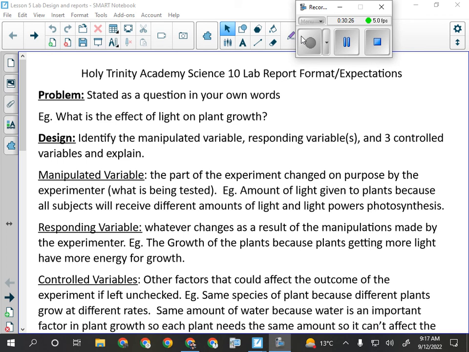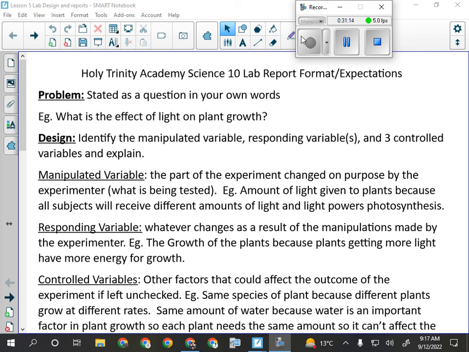All right. The first variable is the manipulated variable. That's the part of the experiment that is changed on purpose by the experimenter to solve or to investigate the problem. Okay, so that's what's being tested. So in the case of what is the effect of light on plant growth, my manipulated variable would be the amount of light given to the plants. Okay, so in my lab report, I would write the manipulated variable is the amount of light given to plants because all subjects, plants, will receive different amounts of light and light powers photosynthesis. Okay, so I'm kind of explaining in there, here is how and why I am altering the amount of light received by these plants.